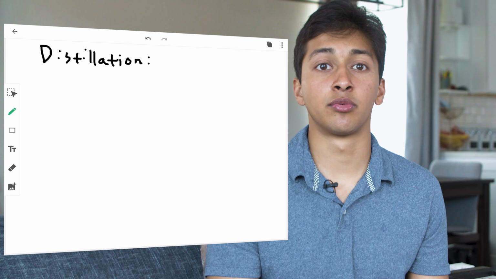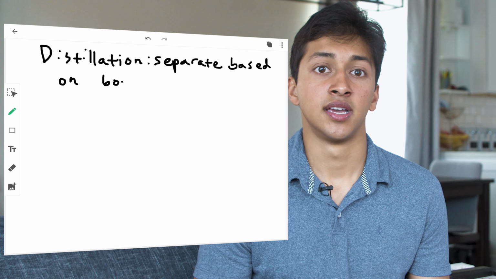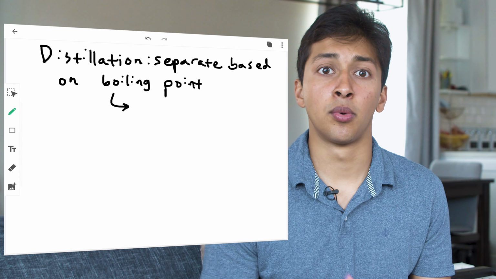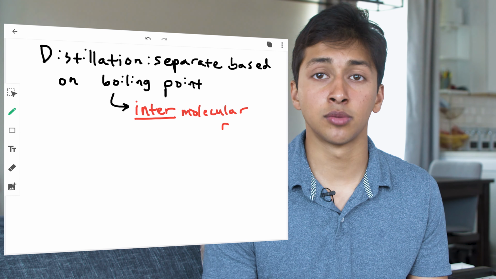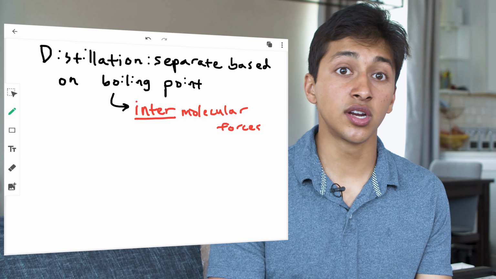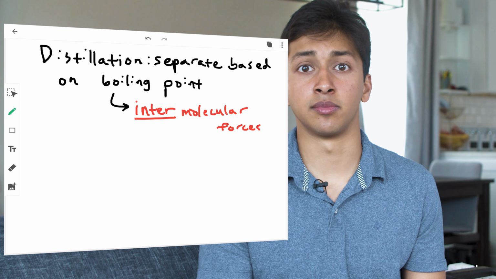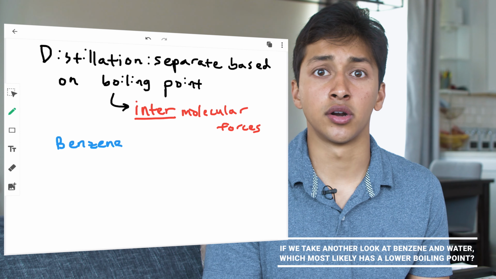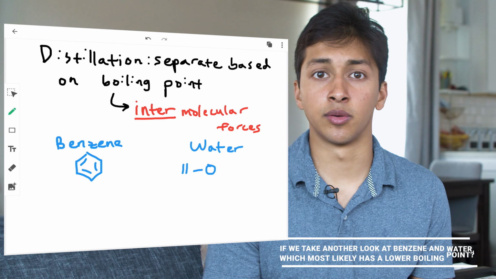Next, distillation separates compounds based on their boiling point. In thinking back to general chemistry, boiling point is determined based on intermolecular forces. Molecules with weaker intermolecular forces will have lower boiling points. If we take another look at benzene and water, which most likely has a lower boiling point?